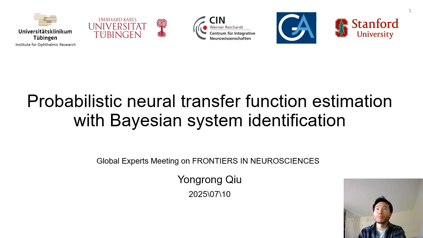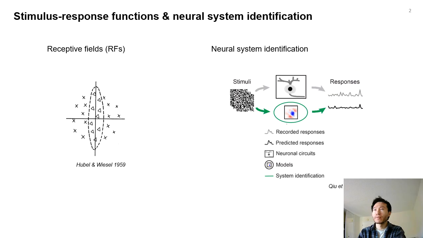Today I'm going to talk about probabilistic neural transfer function estimation with Bayesian system identification. In sensory neuroscience, neuronal responses are driven by the external physical stimuli, and this relation has been characterized by the tuning curves or receptive fields. Here I show you an example receptive field of a neuron in the visual cortex of a cat, demonstrated by Hubel and Wiesel in the 1950s-60s.